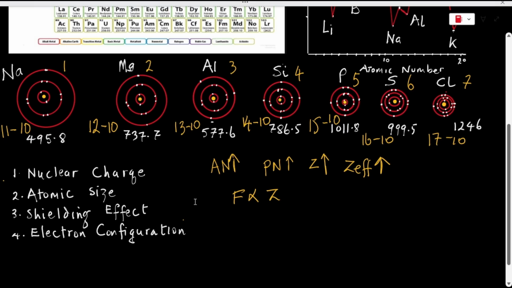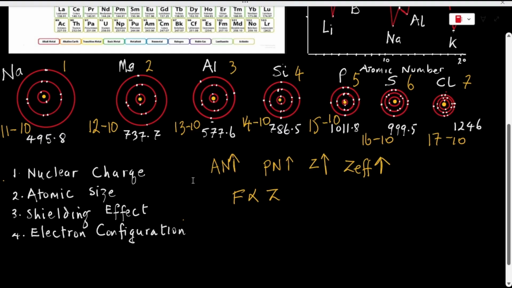So here the factor that we'll be considering is the nuclear charge. When the nuclear charge increases, the atomic size decreases. The shielding effect, though important, is not a primary factor here because it plays a less significant role compared to the nuclear charge in the overall increase of the effective nuclear charge, because the screening effect is relatively constant as you move across the periodic table.